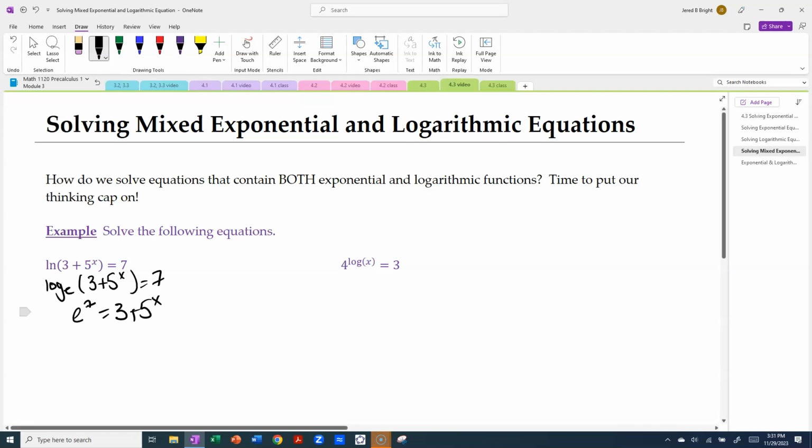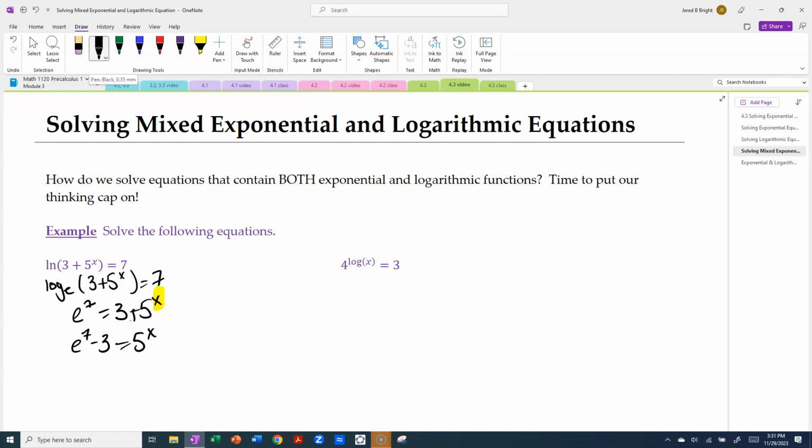It feels uncomfortable, it feels icky, but we can still work with this. E to the 7 is just a number. You can put it in your calculator if you wish. So we're trying to get at the x, right? We're trying to solve for x. So move the 3 over. E to the 7 minus 3 is equal to 5 to the x.